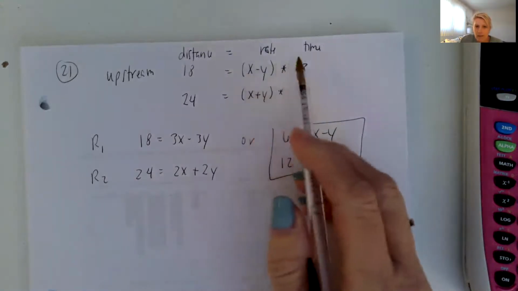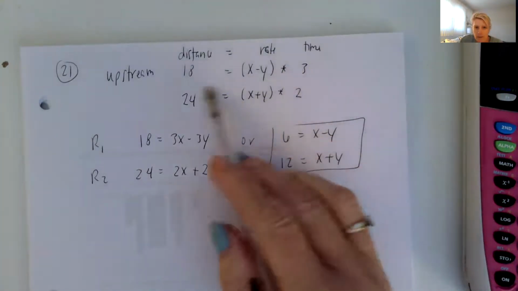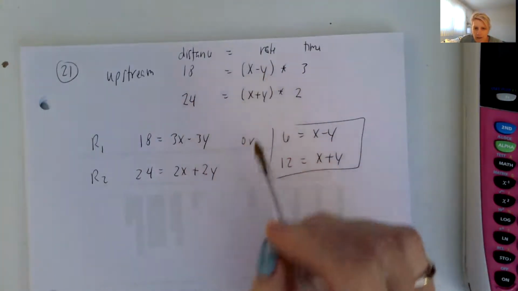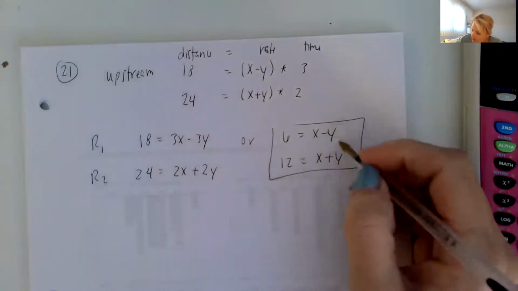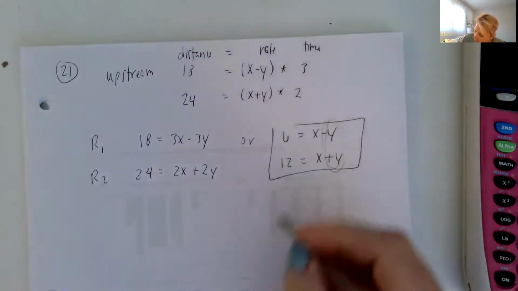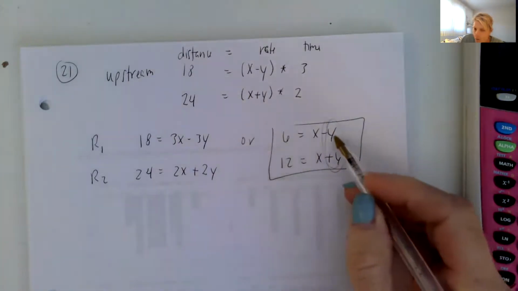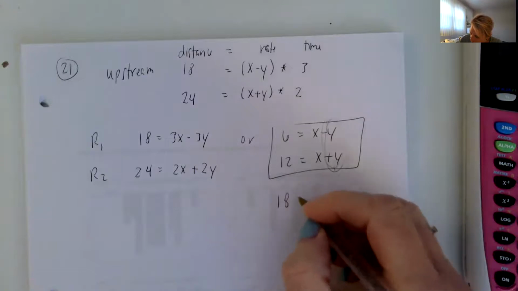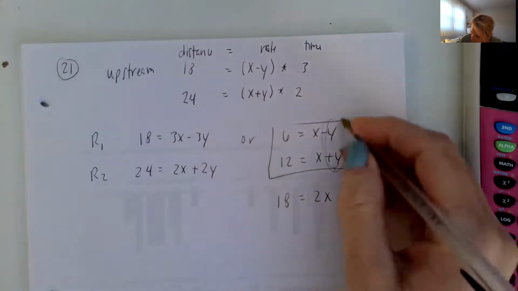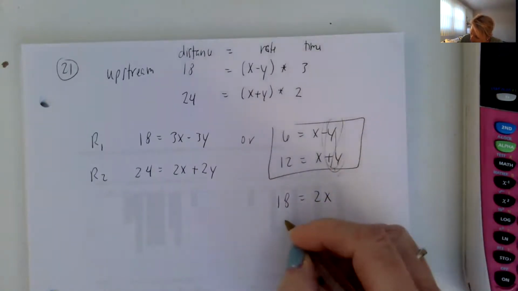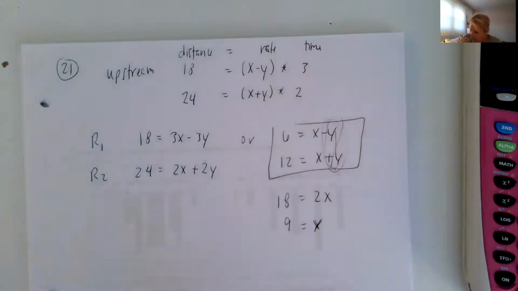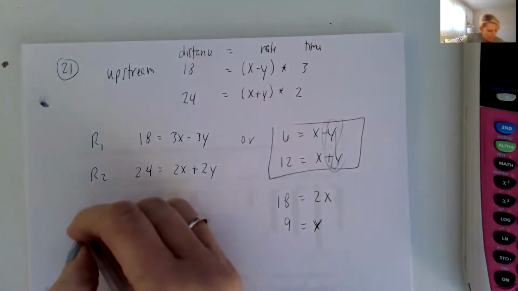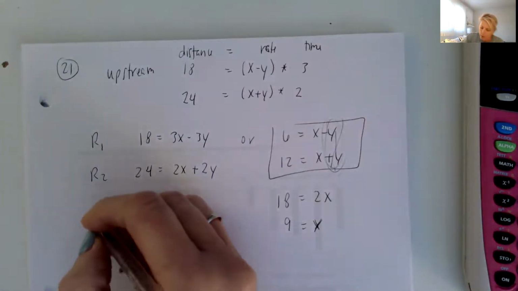Because this is something times 3, if we divide both sides by 3, then we just have the X minus Y left over. So then the cool thing is we can just add our equations because the Y's cancel. So we have 18 equals 2X because our Y's cancel. So X equals 9. And remember, X is the speed of the boat in still water.